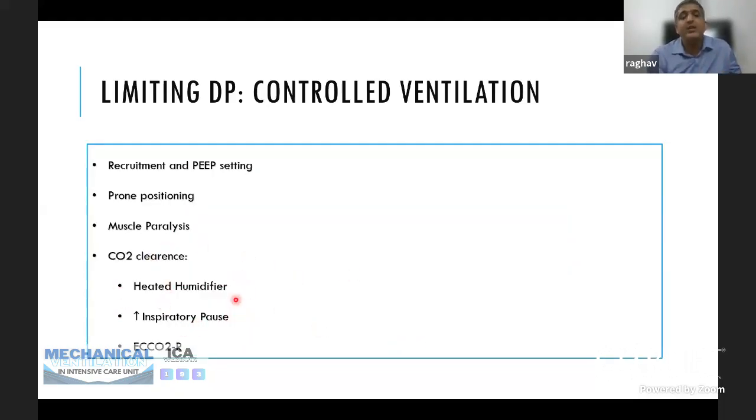For example, you can use a heated humidifier instead of the HME filter, which will reduce the dead space and decrease the CO2. Or you can increase the inspiratory pause, which leads to better mixing of gases and better clearance of carbon dioxide. If these are not useful, you can go for extracorporeal removal of carbon dioxide.